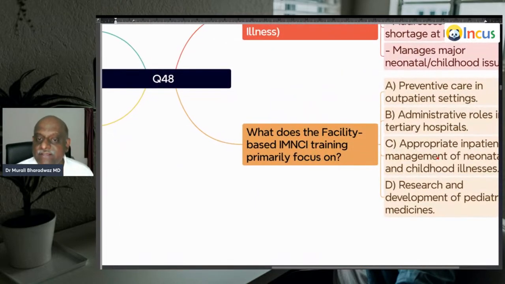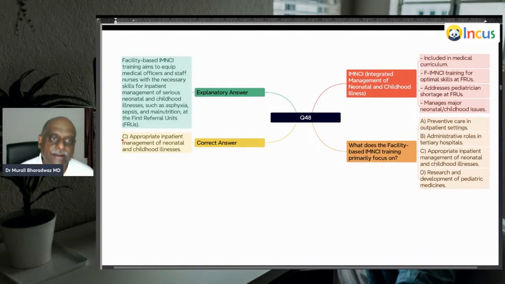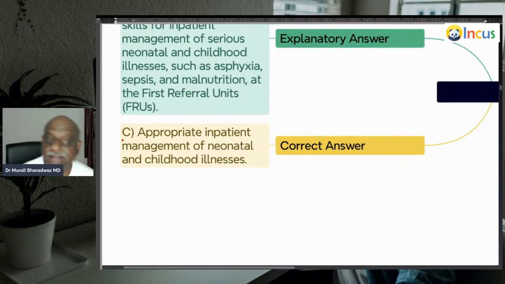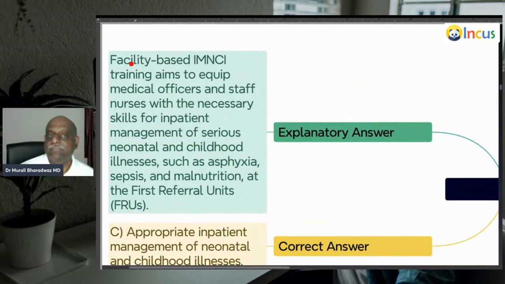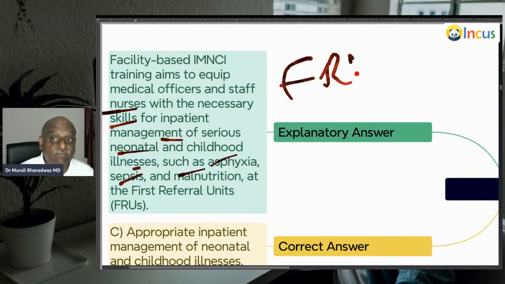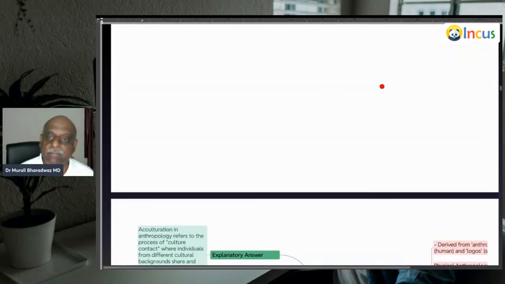What is the facility-based IMNCI training's primary focus? It is appropriate inpatient management of the neonatal and childhood illnesses. So facility-based IMNCI equips medical officers and trains staff nurses with the necessary skills for inpatient management of serious neonatal and childhood illnesses like asphyxia, sepsis, malnutrition, at FRUs, that is first referral units, is what you need to remember.